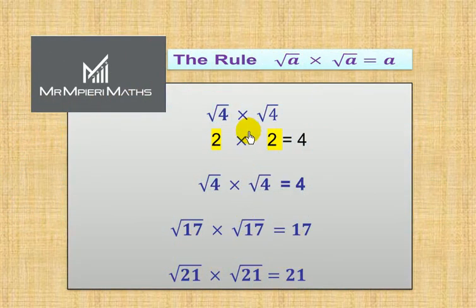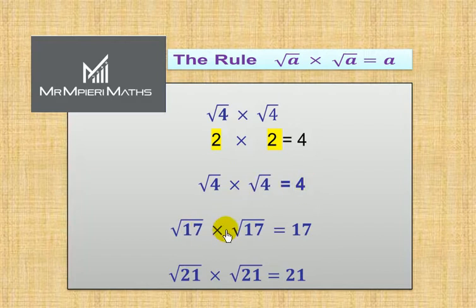But the very important rule we need to use in multiplying surd expressions is this: root a multiplied by root a is a. Let's see how that works out here. Root 4, or square root of 4, we know is 2. Multiply by square root of 4, which is 2. So root 4 times root 4 is the same as saying 2 times 2, which is 4. So root 4 times root 4 is 4.